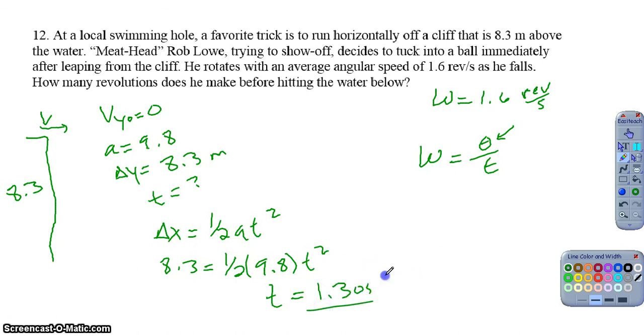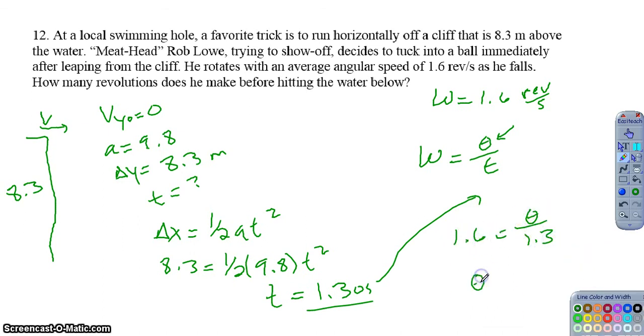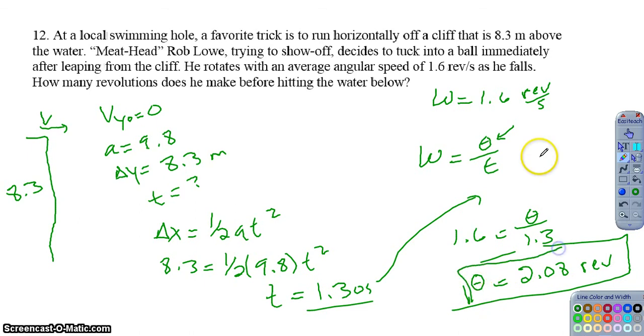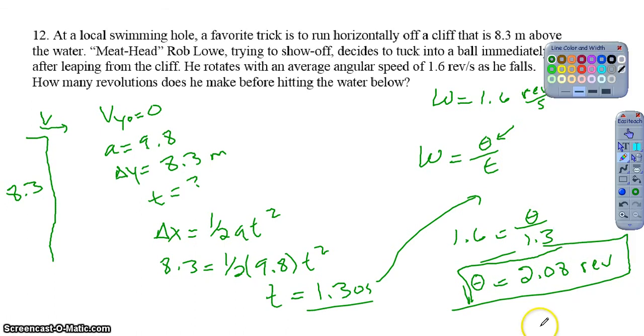Okay, so there's my time. And again, now that I know that, I can plug that in over here. So I've got 1.6 equals theta over 1.3, and I can solve for theta, which I find to be about 2.08 revolutions. And since the question did ask for revolutions, I don't have to worry about converting revolutions to radians or anything like that. I could have and then converted right back, but obviously that's an unnecessary step.